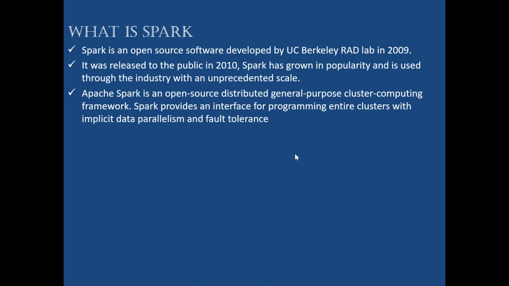Clear? Next. Spark provides an interface for programming entire clusters with implicit data parallelism and fault tolerance. What is data parallelism? Now I have 100 records distributed among all 5 computers. All 5 computers are reading the data in parallel, applying transformations in parallel, maybe filter, join, union, something else. That is the implicit data parallelism. So Spark has implicit data parallelism, meaning you need not configure anything. Spark is automatically able to parallelize your jobs.